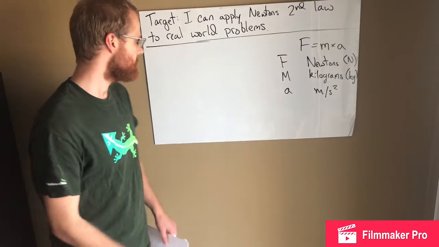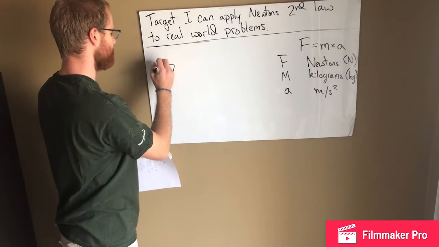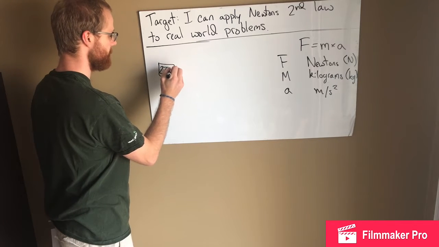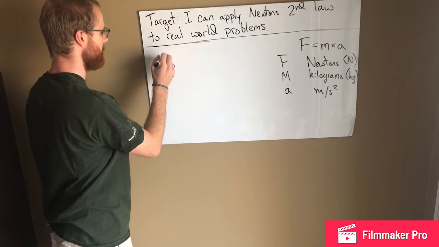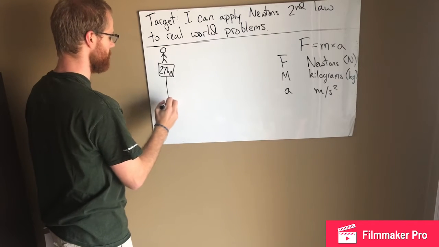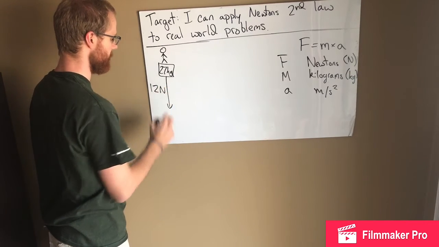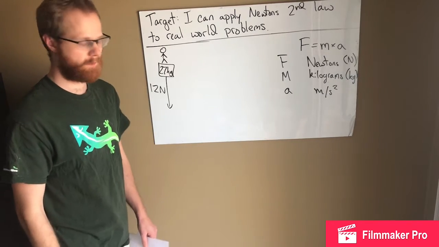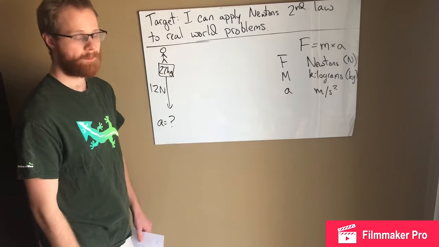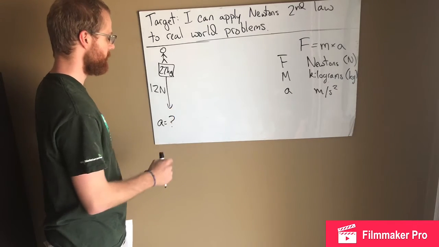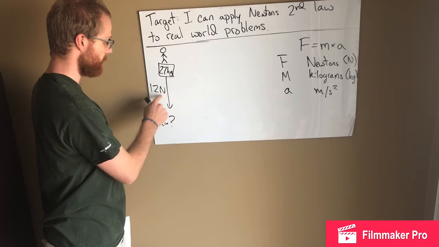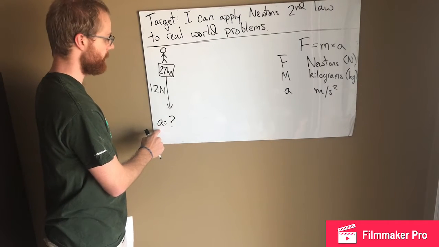Let's say there's a box. And this box has a mass of 27 kilograms. And we've got a worker who is going to push the box south with 12 newtons of force. What we're trying to figure out in this problem is what is the acceleration of the box. Okay, so we've drawn our picture, we've identified what we know, and what we don't know.